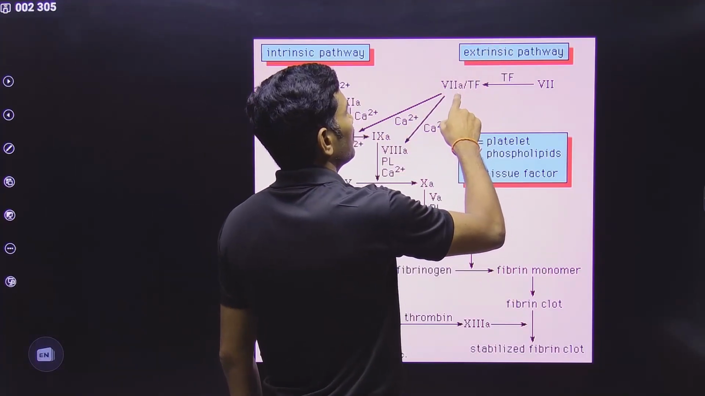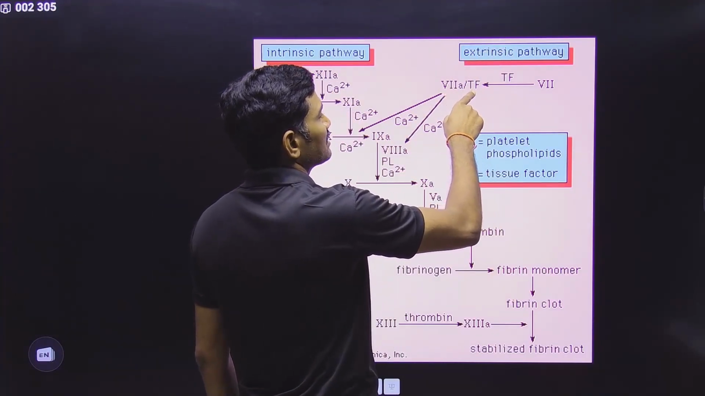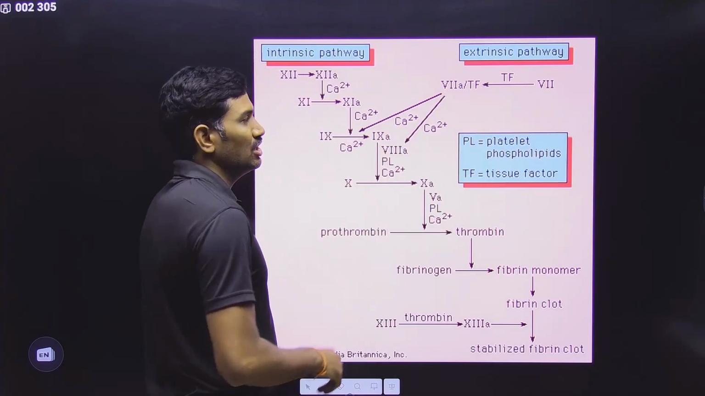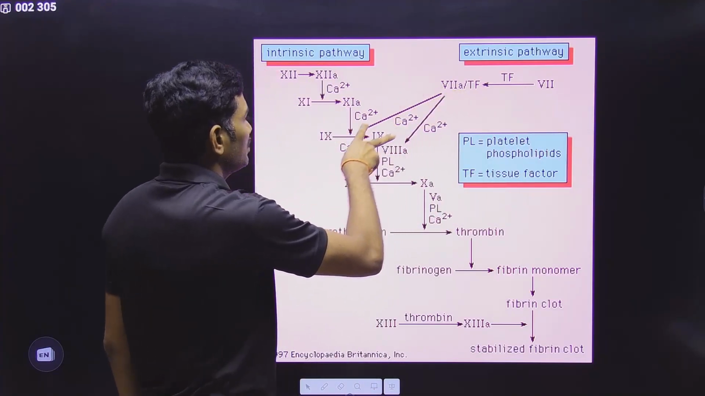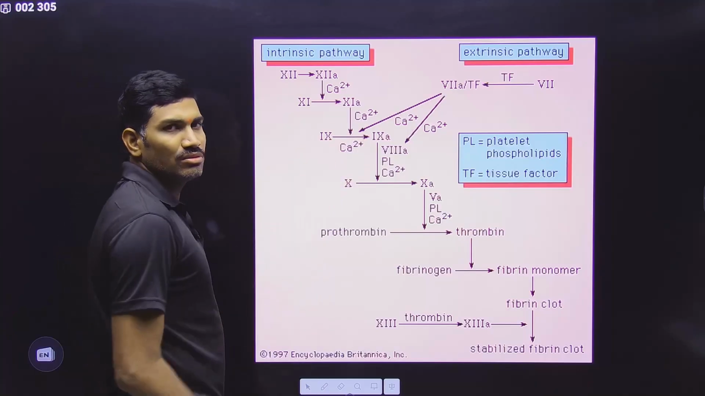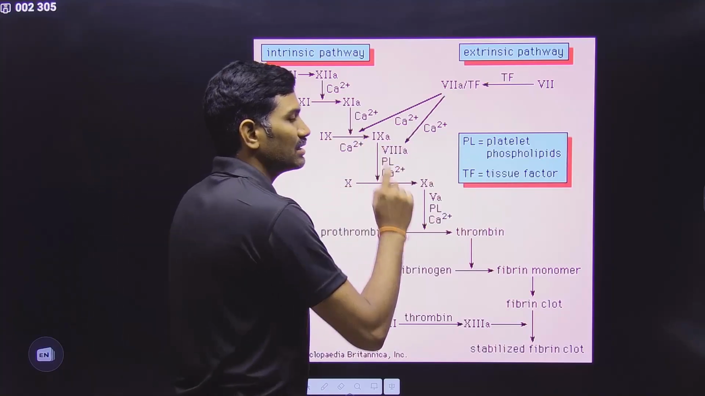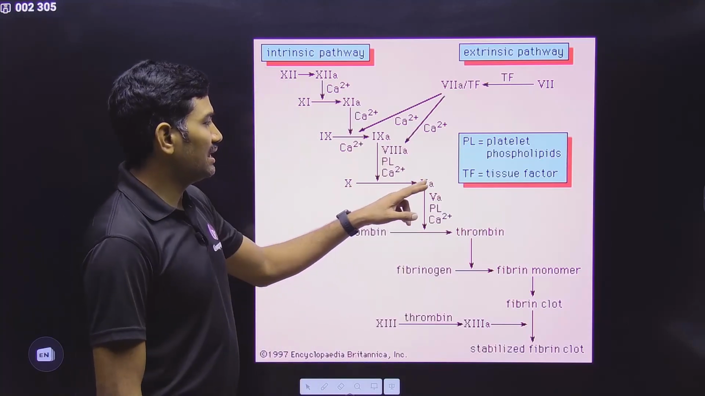In the extrinsic pathway, what happens? Now here tissue factor is coming. So number 7, this is inactive. Now it is activated. Now this activated number 7 is activating 9 into 9 activated. 9 activated will convert inactive 10 into 10 activated. So in this way 10 activated is there.